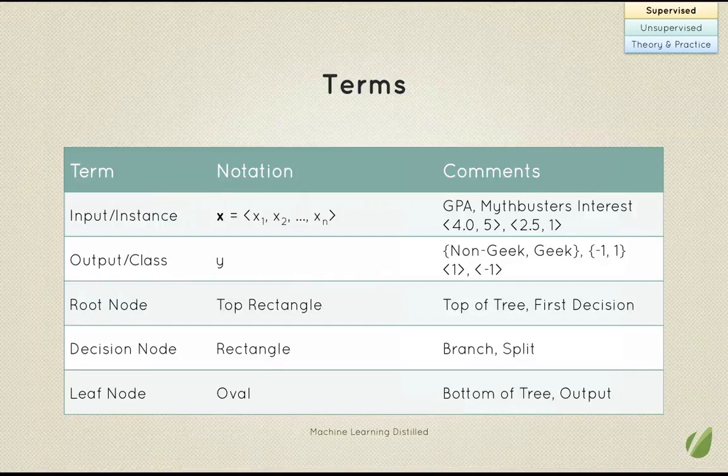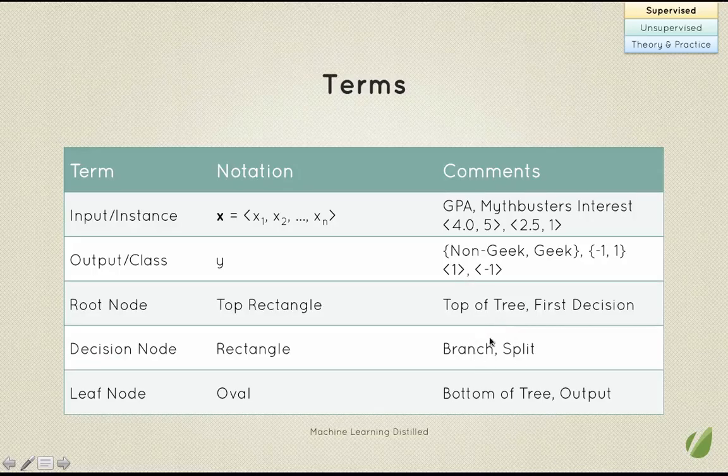Here are some important terms we need to understand before we start. First, we have the input to our decision tree, which is going to be called X, which is a vector. Our output is going to be a class, so that could be geek or non-geek based on the example that we've been using. Furthermore, we're going to be creating trees visually. We're going to have a root node at the top. That's going to be a rectangle. There'll be decision nodes where questions are asked. Those will also be rectangles. And there'll be leaf nodes, which are ovals, and those are at the bottom of each branch.